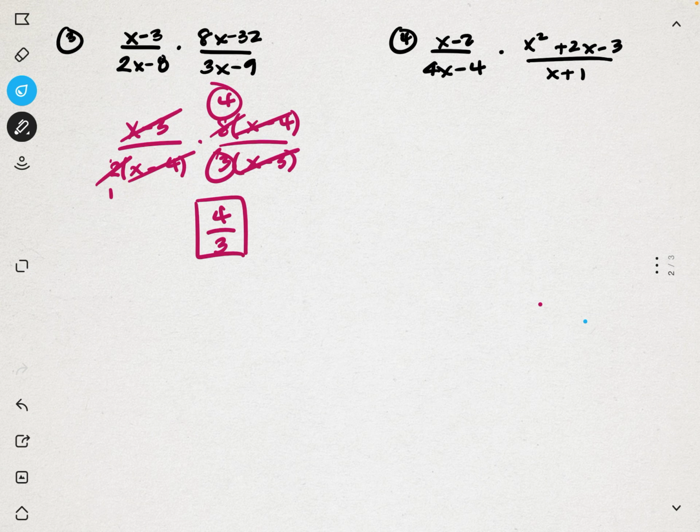Okay, next one. This one's got a trinomial here, so we're going to have to do some extra factoring, but we'll be fine. So the x minus 2 in the numerator here can't be simplified. 4x minus 4 has a common factor of 4. We'll factor it out. And we have x minus 1 left in our parentheses. On the top here, we're looking for what multiplies to get negative 3 and adds to get 2. So that's going to be x plus 3, x minus 1.